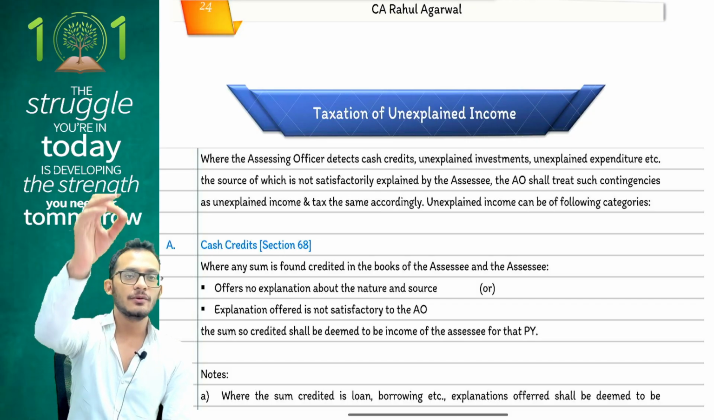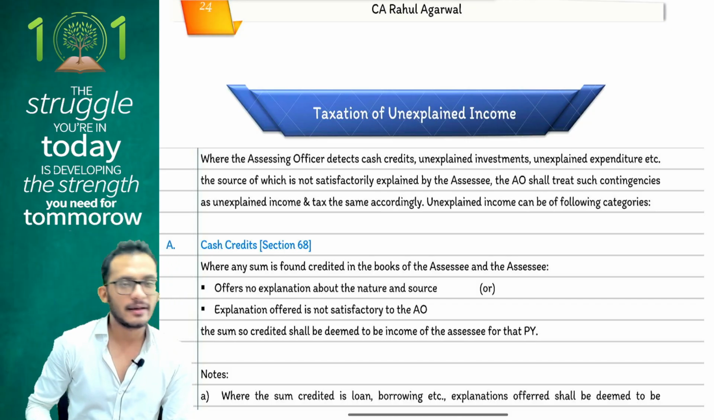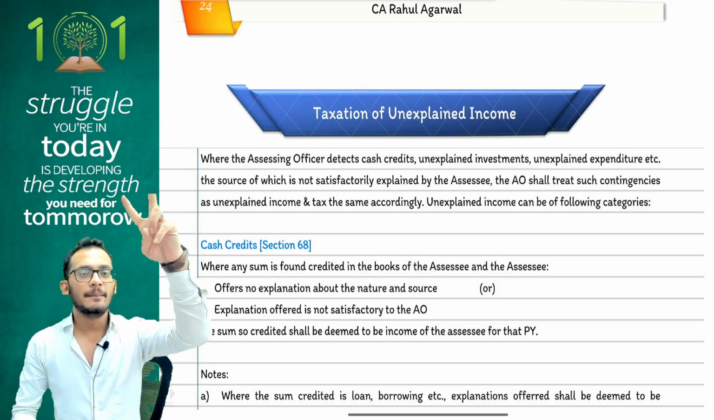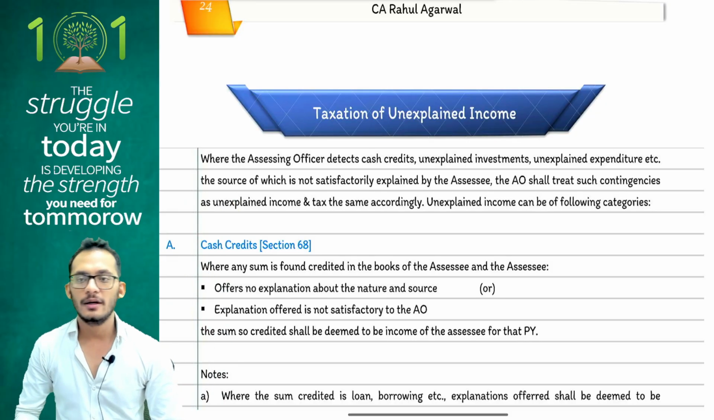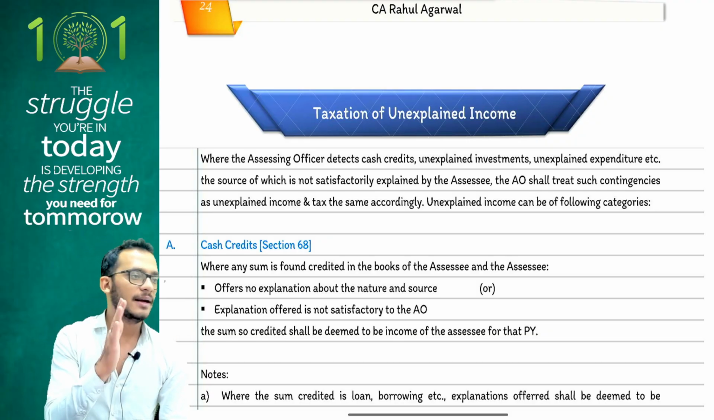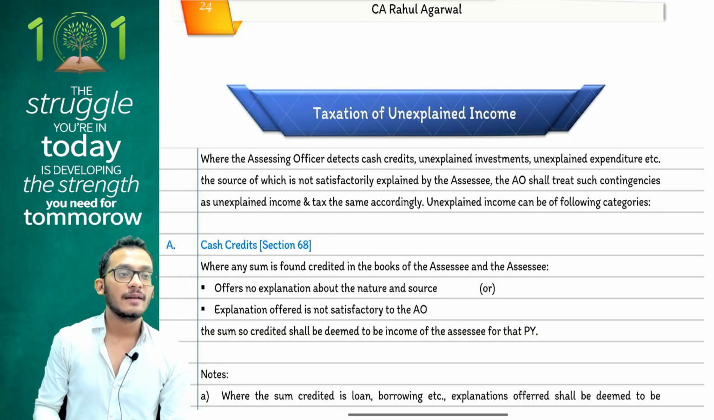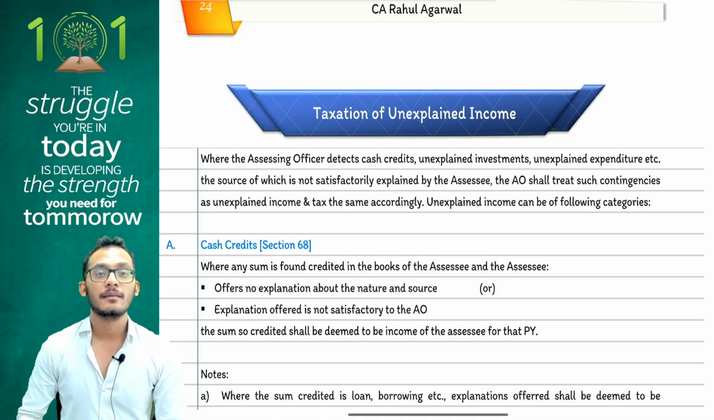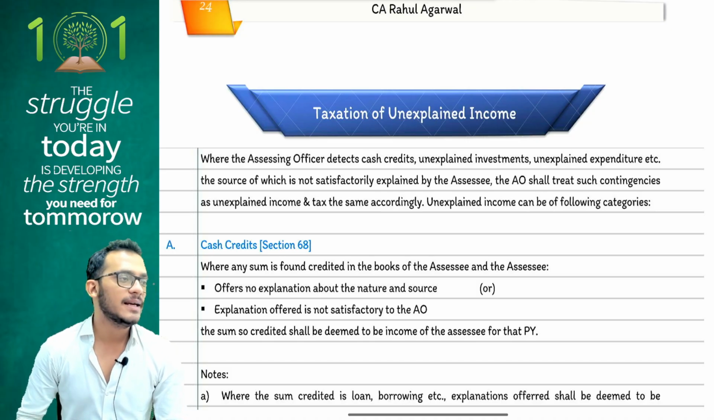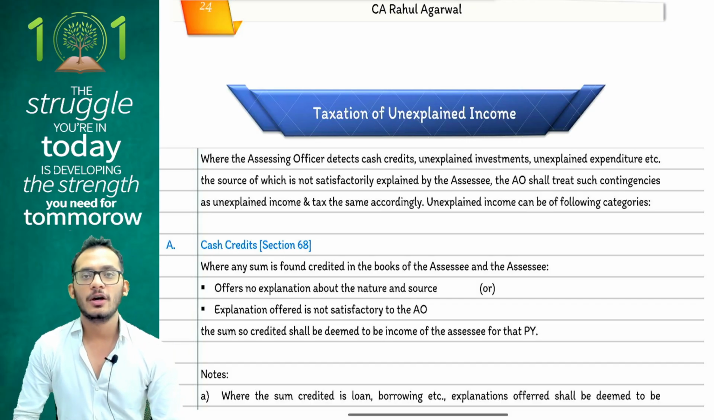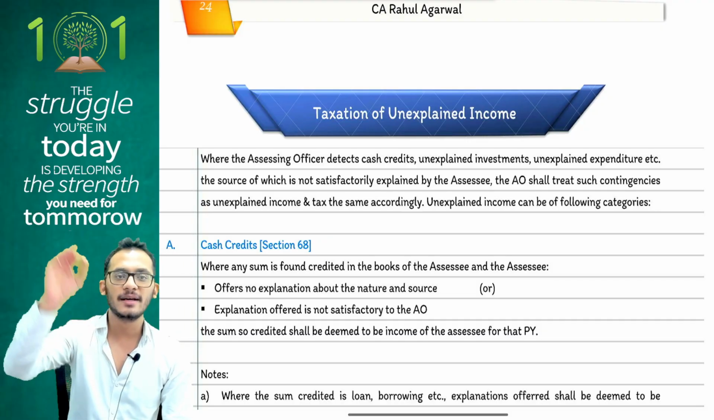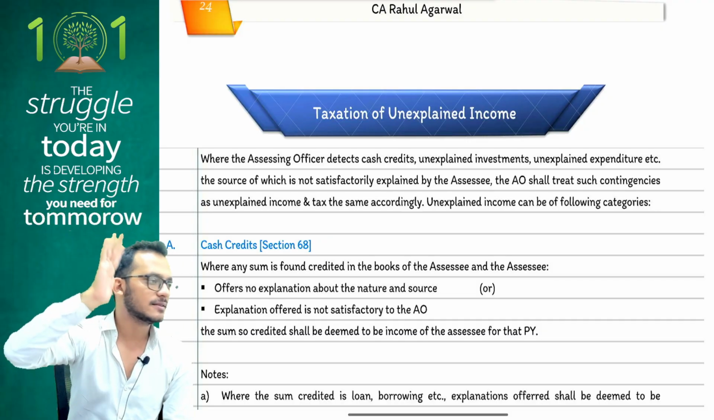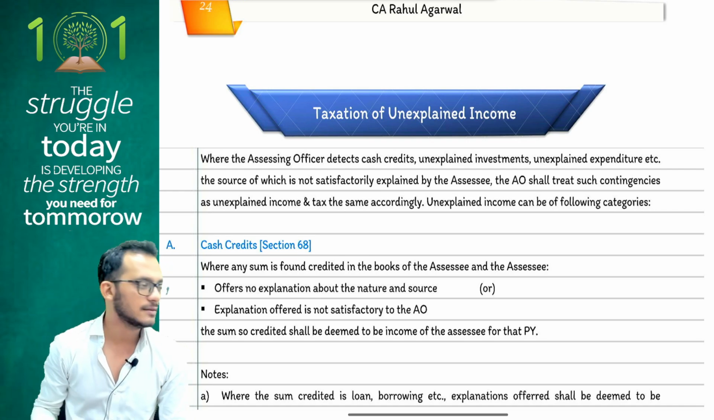Whatever case is given to you will be treated as unexplained income. It can be cash credits, money, investments, partial disclosures, or expenditures. To be kept in mind is that when you have an unexplained expenditure, the expense will not be allowed as a deduction. You cannot claim the expense as a deduction, which means the expense will become income and no further expense deduction. It's a double tax.